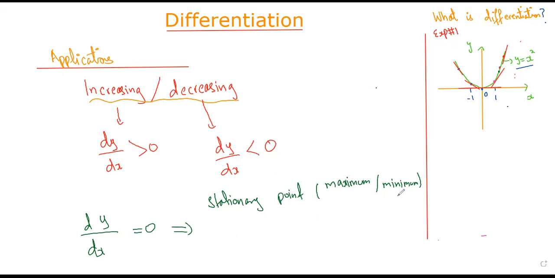How to know if that stationary point is a maximum point, a minimum point, or a point of inflection? Let me explain this quickly. Let's say it's a curve of this type. This is the maximum point. This is the minimum point. And then if I talk about the point of inflection, you can think about the x cube graph at x equals 0.